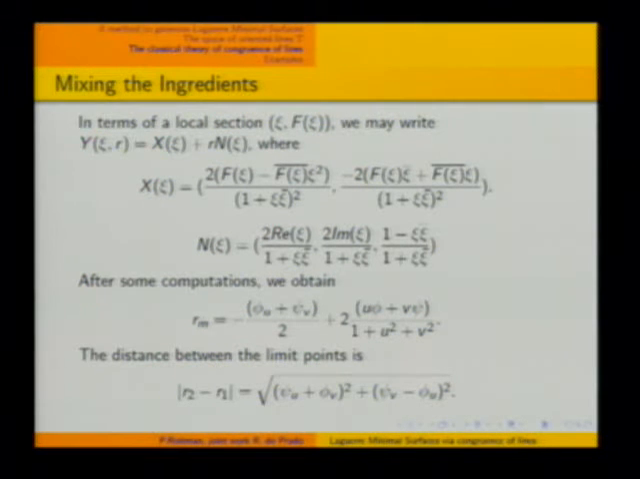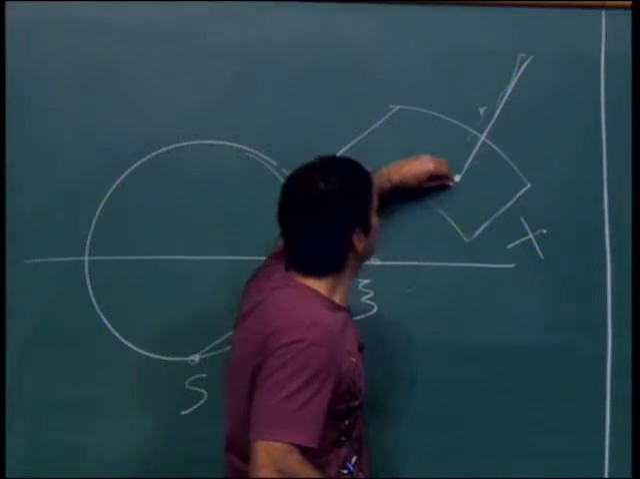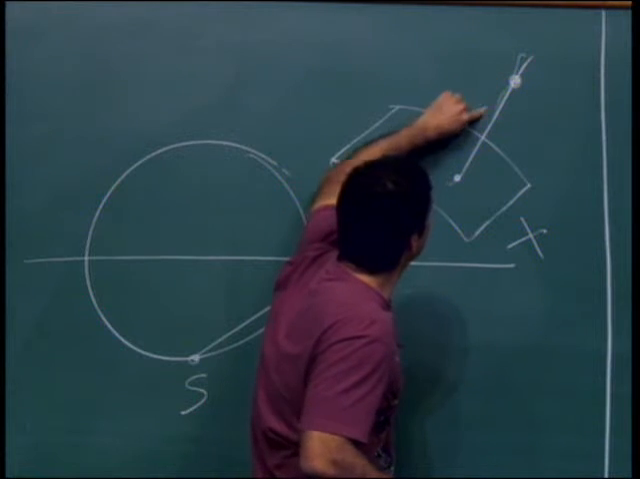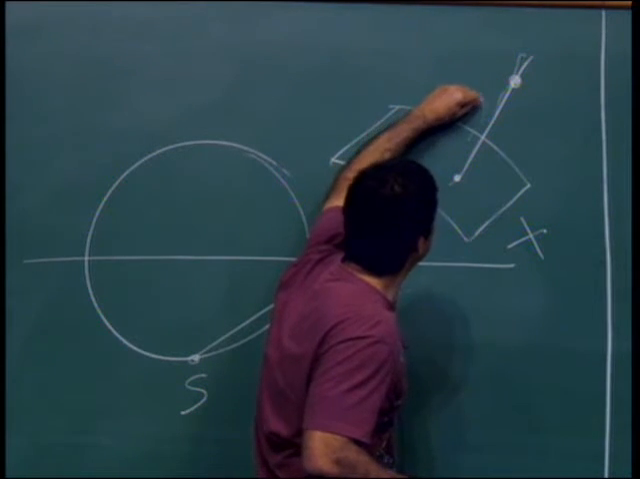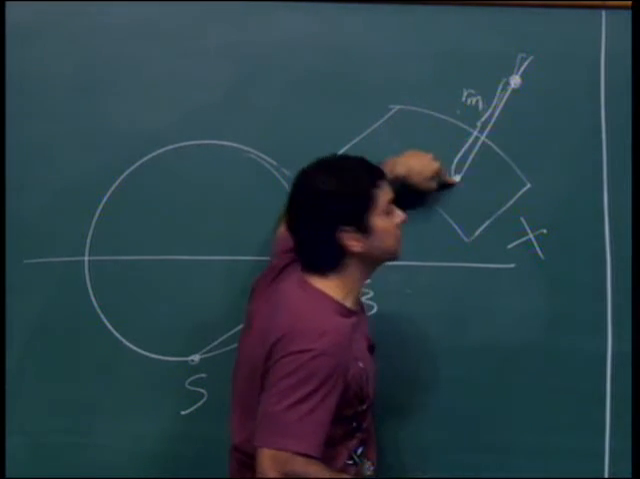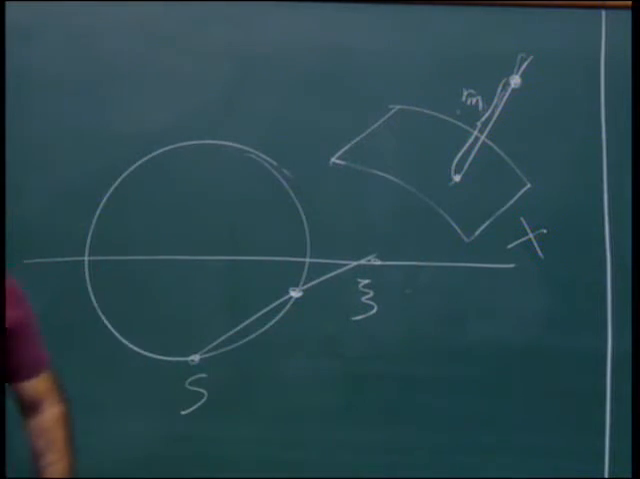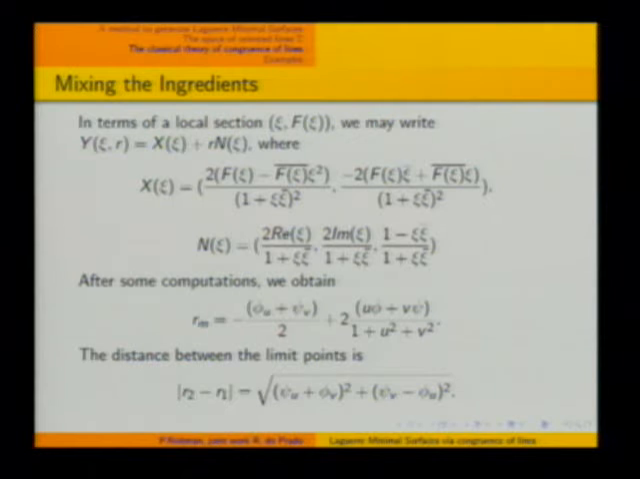This coordinate is how far you have to go, starting from x here to the middle point. So this Rm is this distance. And you have this expression for the distance between the limit points.